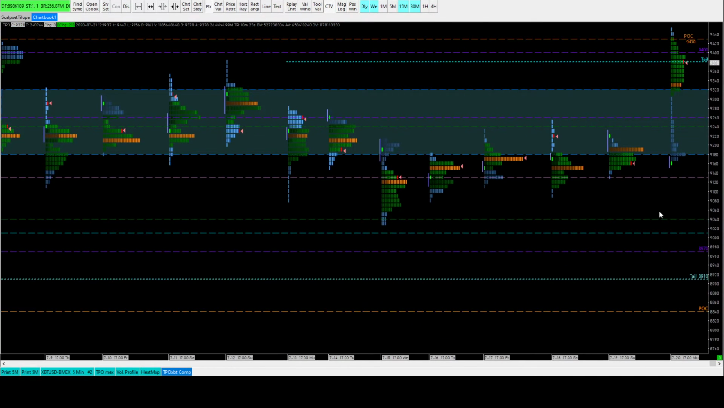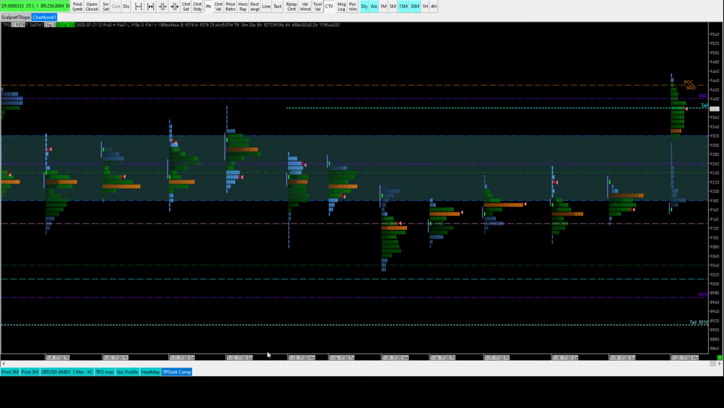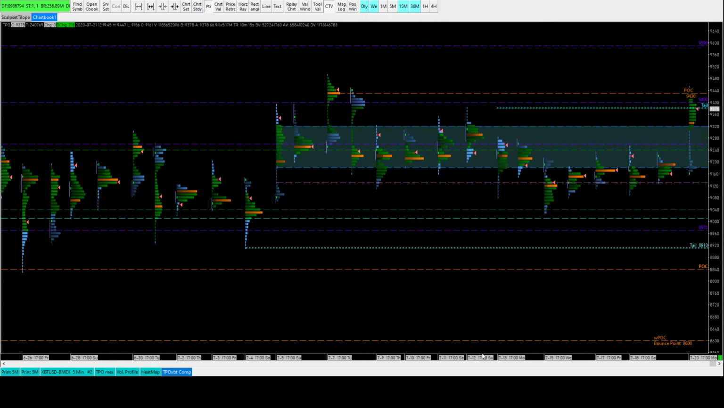I don't really trade much in the way of poor highs and poor lows. I really more or less ignore that. I definitely focus on the tails a lot. And my favorite is the voids, otherwise known as singles.